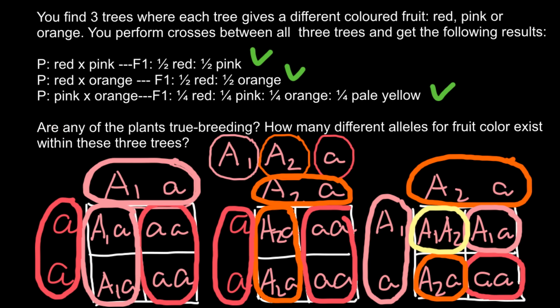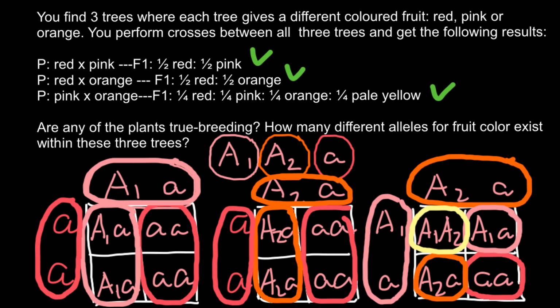And now let's check our answers. Are any of the plants true breeding? How many different alleles for fruit color exist within these 3 trees? We already gave an answer to the second question. There are 3 alleles that can produce 4 different colors depending on the combinations of these alleles, and 2 of the alleles would be incompletely dominant and would be at the same time dominant over the recessive allele A. And the first question, if any of the plants are true breeding? Yes, red colored plant is true breeding, so has 2 recessive alleles, and all the rest genotypes would be combinations of different alleles or would be heterozygous.